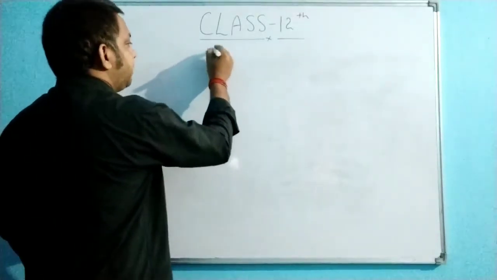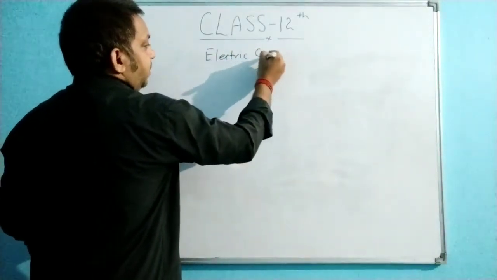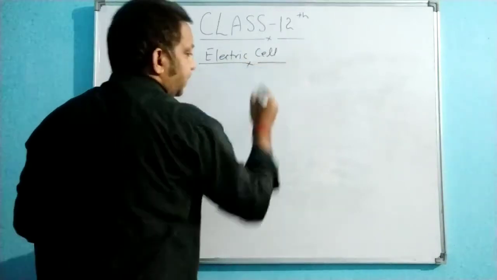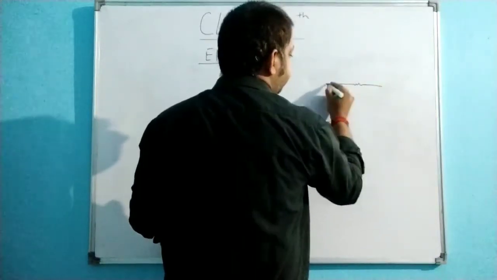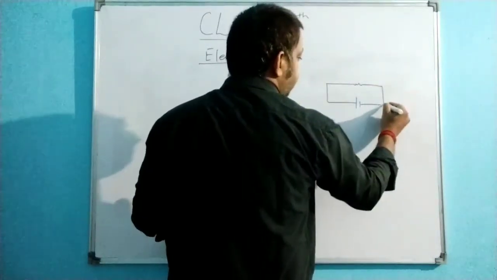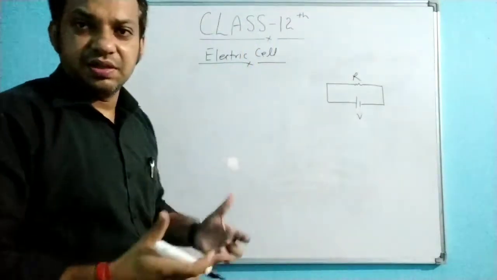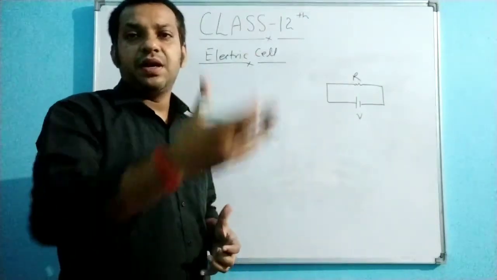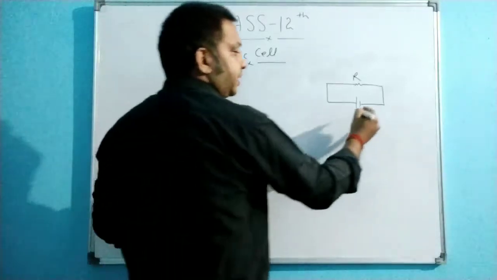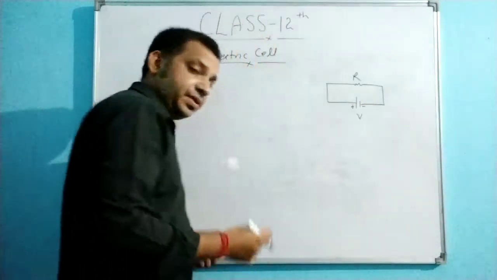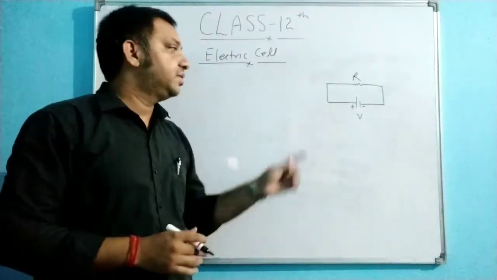So today's topic is electric cell. You know that in any circuitry, the electric cell is providing the potential difference, and because of this potential difference, the current is circulating, or the charge is circulating through the whole circuit. So you know that this is the negative plate and this is the positive plate. The smaller plate is the negative plate, and the bigger plate is the positive plate.